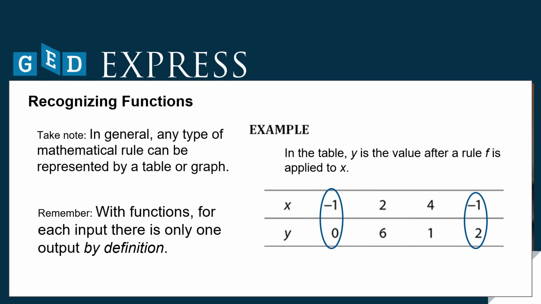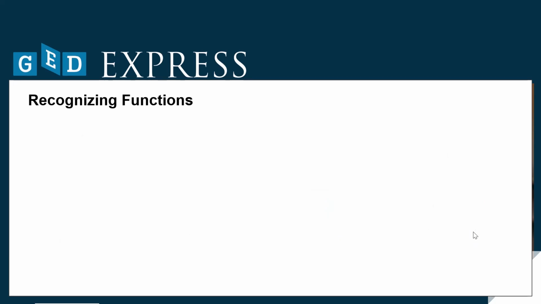However, in one case, when x is equal to -1, y is equal to 0. And in the other, y is equal to 2. Because there are two possible outputs for one input of x, f is not a function of x in this case. Let's look at another table.